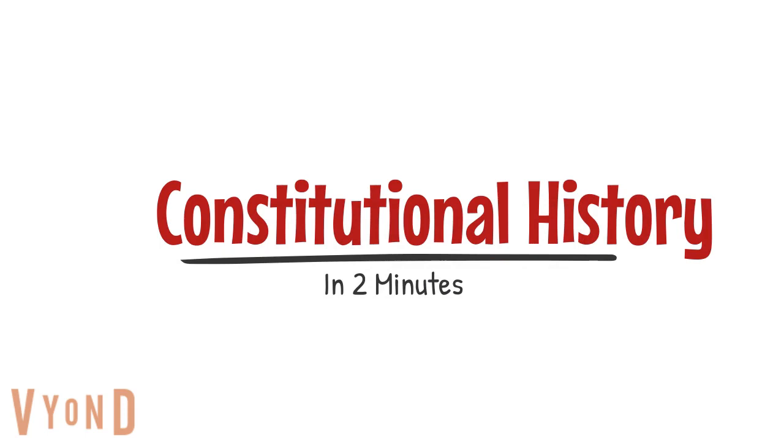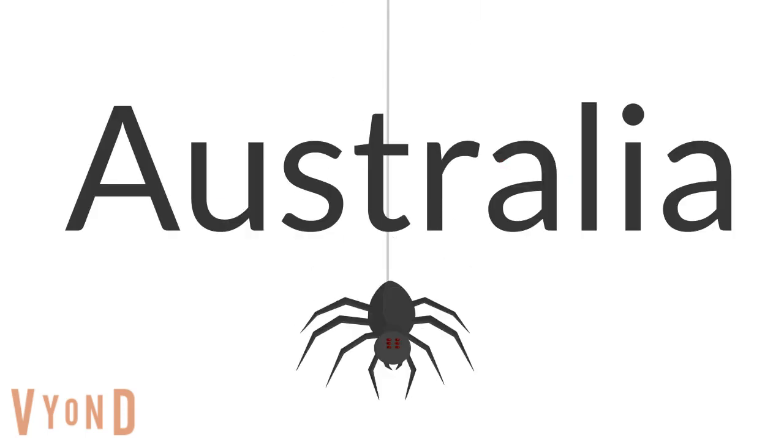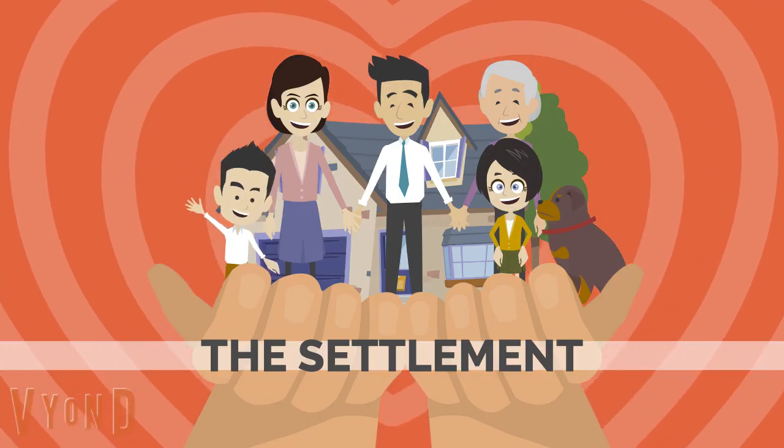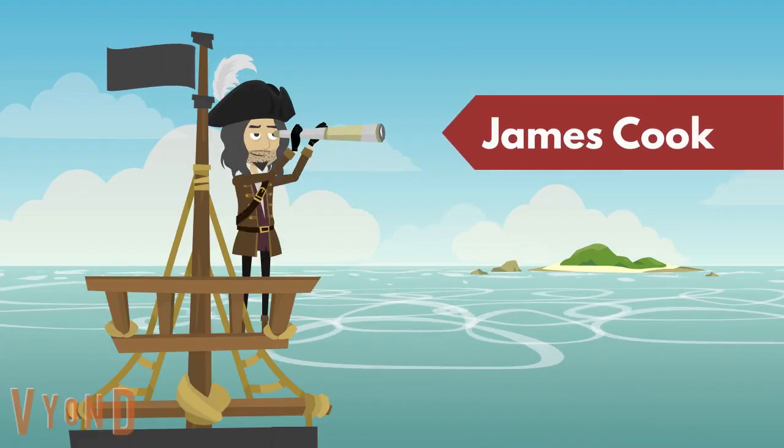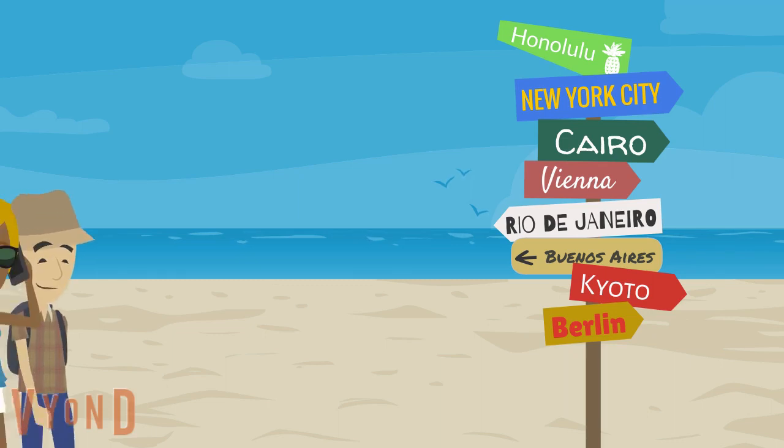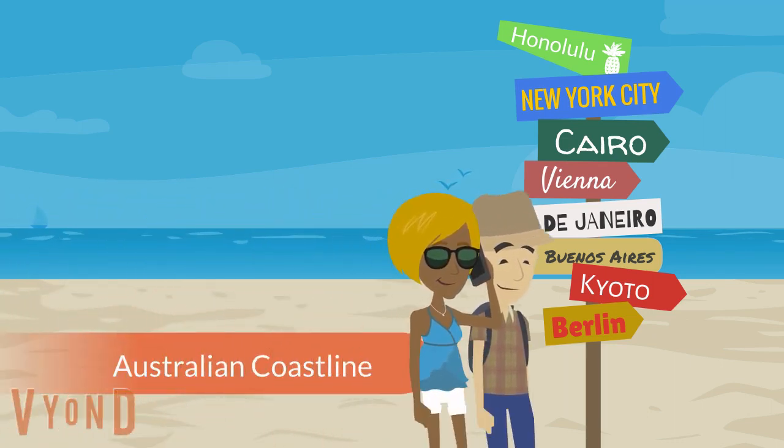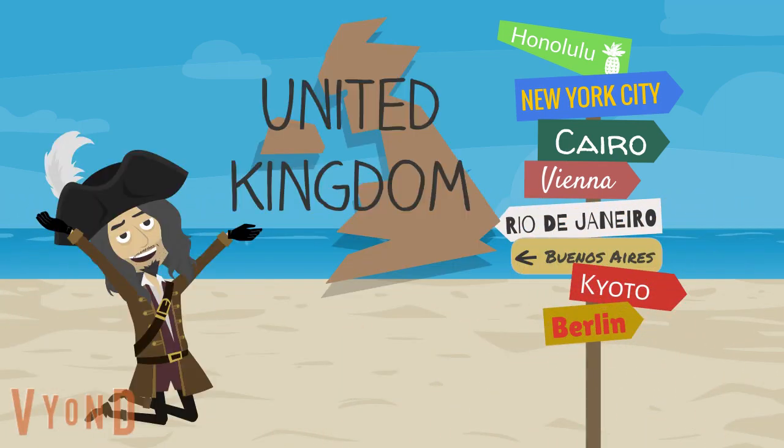Constitutional history in 2 minutes. Australia. The settlement. In 1770, Captain James Hook traveled across the world by sea. His journey led him to what is now the Australian coastline. He claimed the land as British territory since it was supposedly terra nullius.